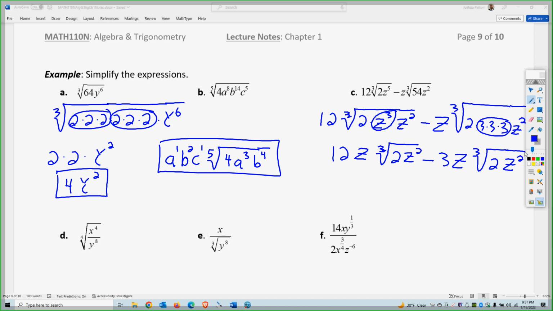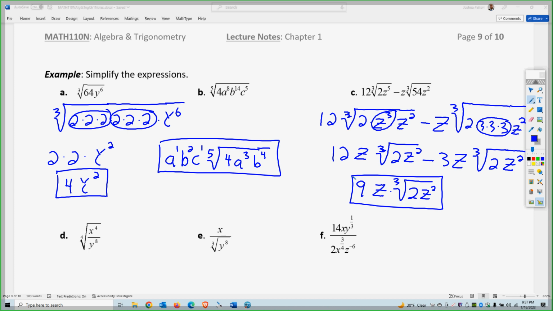So 12 minus 3 is 9z, third roots of 2z squared. You put a multiply in there if you want to. So now I've done like terms. The first one was a perfect radical. The second was not a perfect radical. And this third one is an add subtract problem, which was not doable until I simplified.